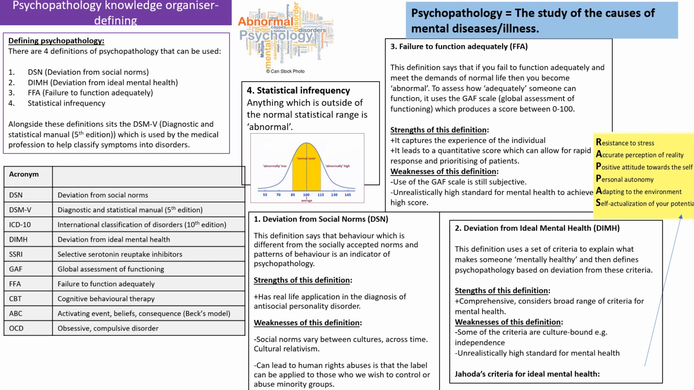We've thought about the definition of statistical infrequency. If you're rare or uncommon statistically, then that would identify that there's an abnormality, that there's a problem. And we've also thought about this idea of failure to function adequately. So we've got to have a way of assessing and working out whether somebody is adequately functioning in life, whether they are able to maintain those everyday tasks and relationships. And if they're failing to do that, then they have an abnormality. And we know that psychiatrists rely on the GAF scale to make that assessment.